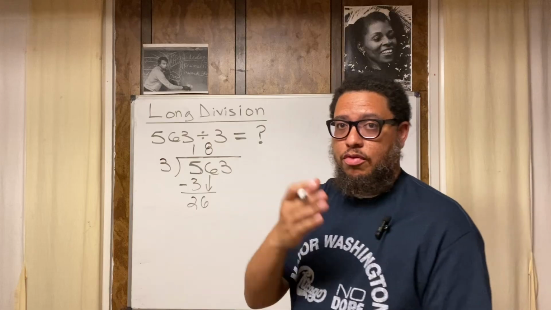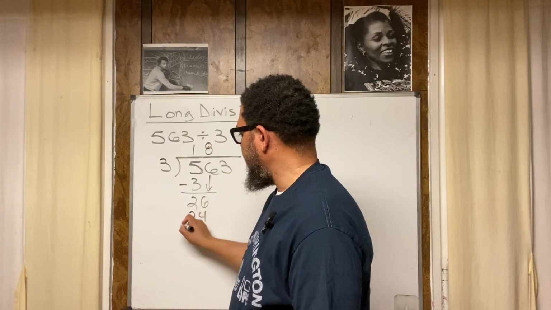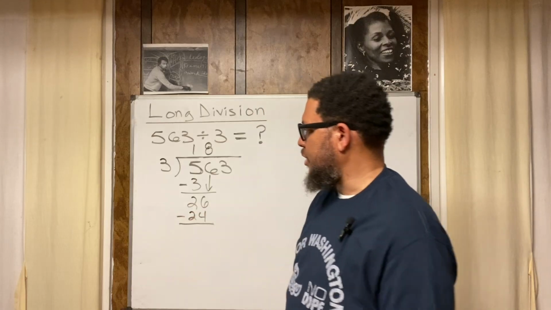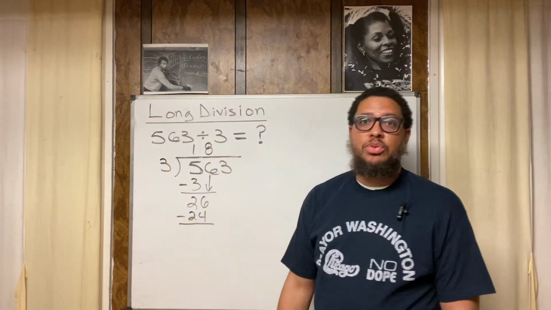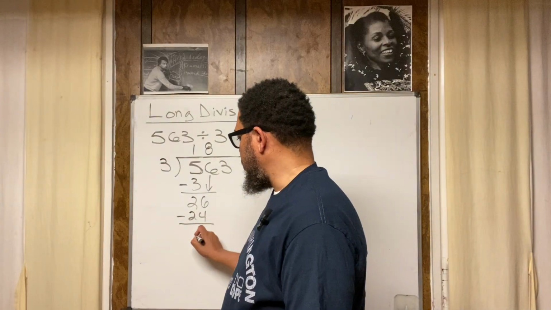That's my next step, right? Divide, multiply, subtract. 8 times 3 is 24. And I put the 24 right here, draw a line, subtraction sign. All right, then we do our subtraction. 26 take away 24. We got to know how to subtract also. That leaves us with 2.